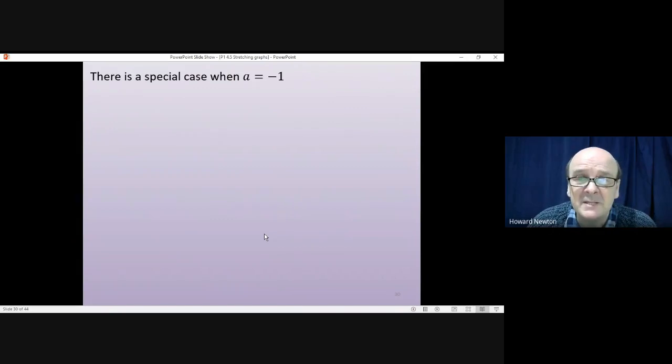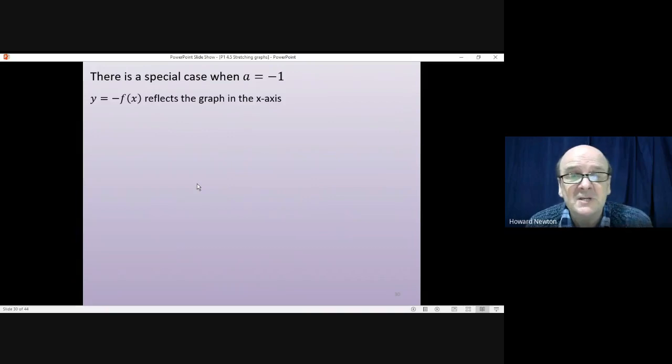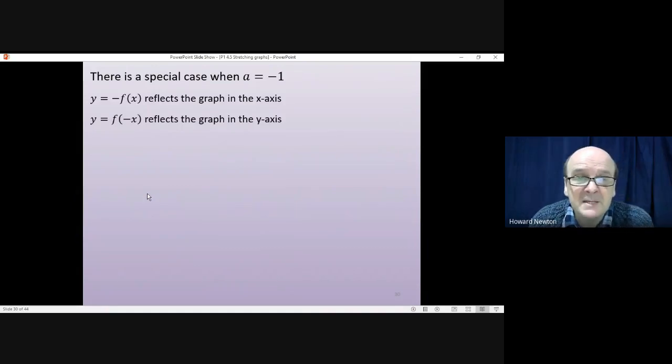Now, there is a special case when a equals minus 1. So there are two possibilities. If you have y equals minus 1 times f of x, that doesn't change the size because the scale factor is 1, but its effect is to reflect the graph in the x-axis. So y equals minus f of x is a reflection in the x-axis. If you adjust the x value so that you get f of minus x, that'll reflect the graph, but in the y-axis. I'd make a quick note of those if you don't know them already.